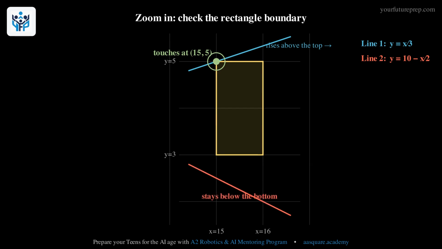Check line 2. At x equals 15, y equals 2.5, and at x equals 16, y equals 2. Both are below y equals 3, the bottom of the rectangle. So line 2 passes underneath and never touches it.